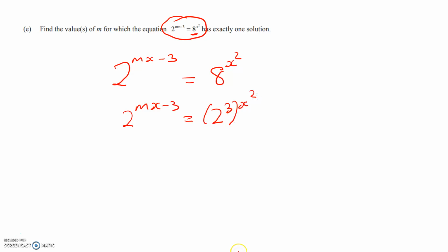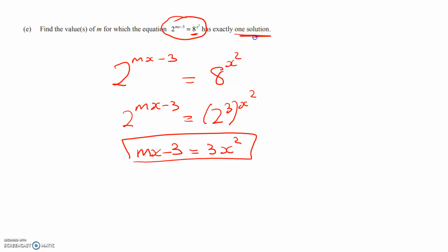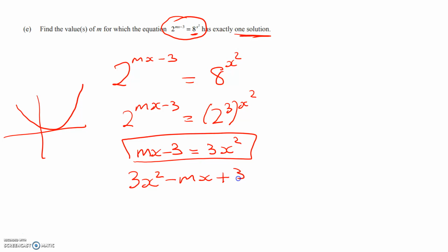Okay, now I've got the same base now, so I can just equate the powers. I've got m times (x minus 3) is equal to 3x squared, and that's a quadratic. So what I'm asking is, when is there exactly one solution to that? So this comes back to the idea of the discriminant again. We can write this as 3x squared minus mx plus 3 is equal to 0.